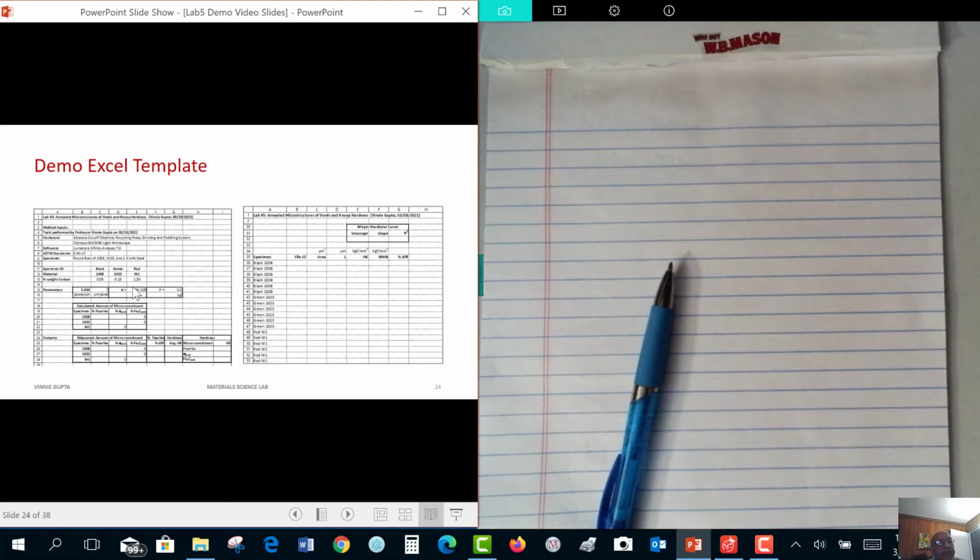So I have a demo Excel template. If you want to follow along with my demo, please prepare this template. The PDF is posted on my courses, and your actual assignment sheet would be very slightly different. So you would be able to make easy changes if you want to prepare this demo Excel template.